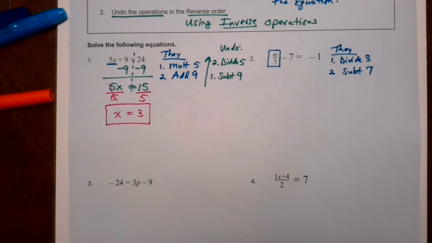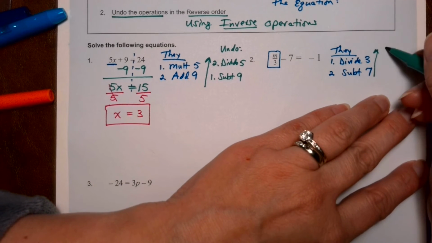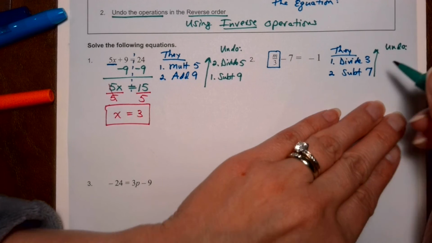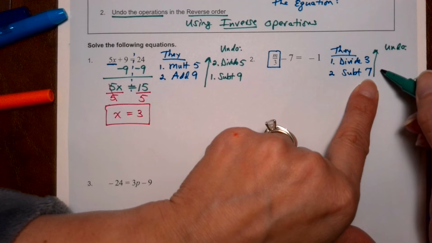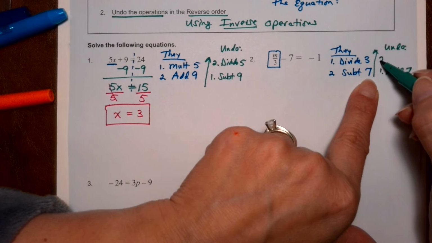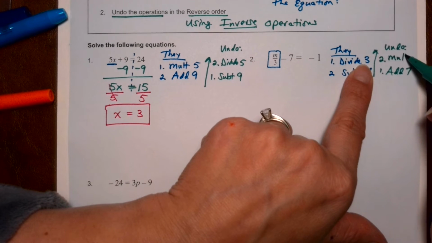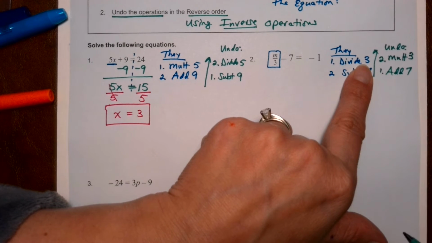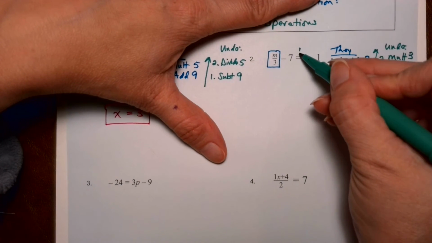So we're going to have to undo those things. Okay, so we're going to have to go backwards. Okay, so let's go in reverse order. The inverse of subtract, the first thing I'm going to do is add 7. And what's the inverse of divide? We're going to multiply by 3. Okay, there's our steps. Let's build the wall.